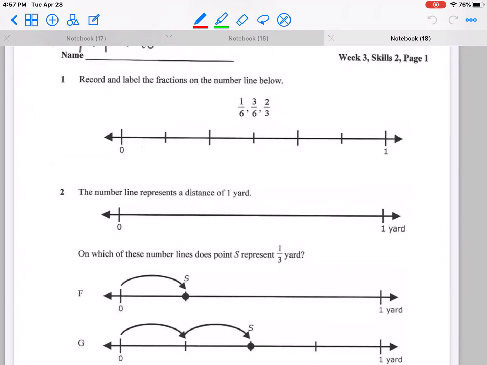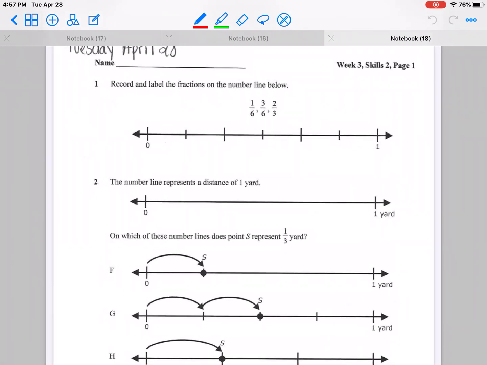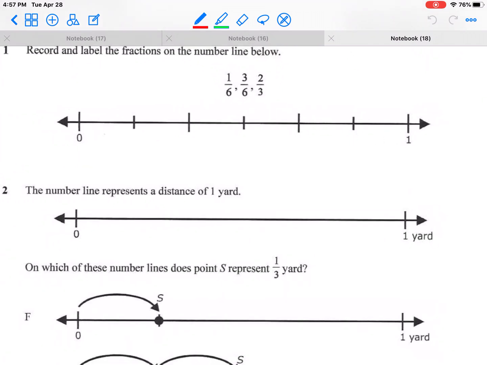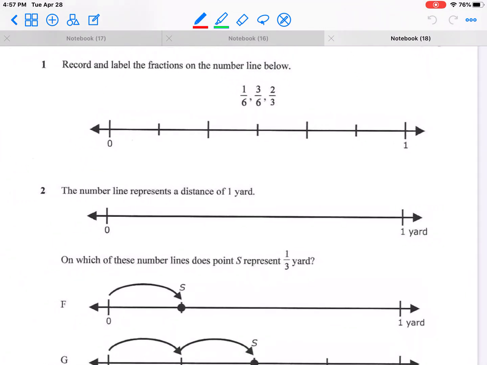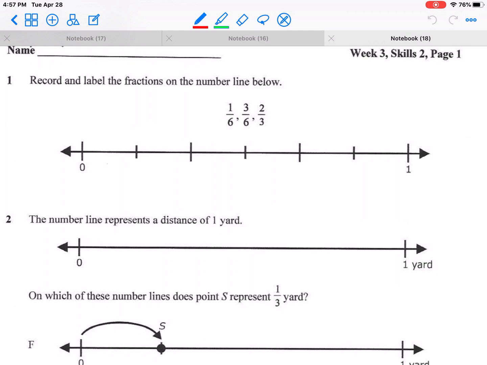Number 1, record and label the fractions on the number line below. When we work with fractions on number lines, we said that first we have to look at our number line and analyze that information that it's given to us and apply it so that we can better understand and then solve our question or follow the instructions that are being given. Record and label the fractions on the number line below.